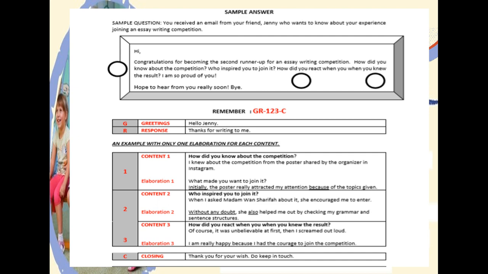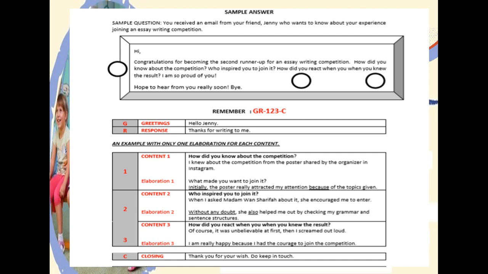Okay, remember to use the formula just now, GR123C. All right, we start by drafting your email first. This is another layout. How can you draft your email other than use your iThink map? You may use this kind of table as well.